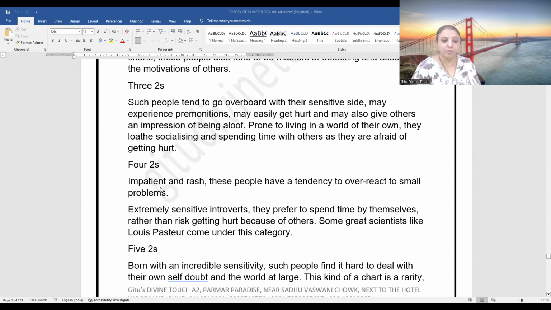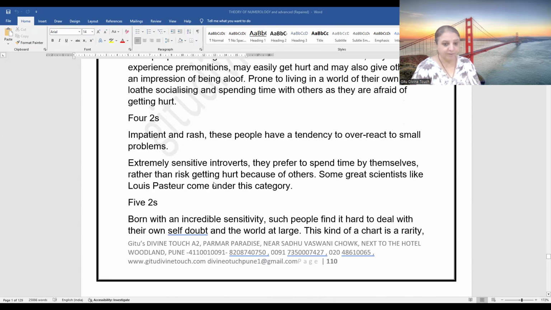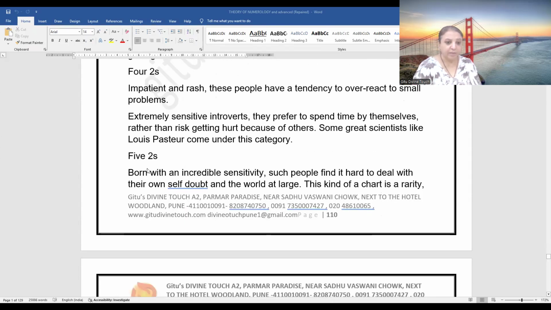Four twos means impatience and rashness. These people have a tendency to overreact to small problems. Extremely sensitive introverts, they prefer to spend time by themselves rather than risk getting hurt because of others. Some great scientists like Louis Pasteur come under this category.